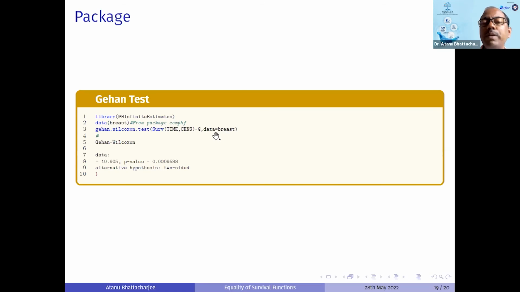The base example data is also available in that package, so you can download that package and that data. You can see how the data should look, and apply it with the time and the censoring. That result would give you a p-value of 0.00095. That p-value is quite significant, less than 0.05, and we can make a statement that there is a huge difference between these two groups. So this is basically the Lagrange test and the Gehan test.